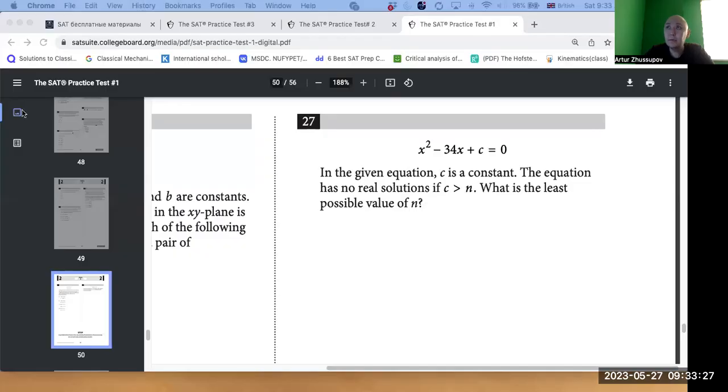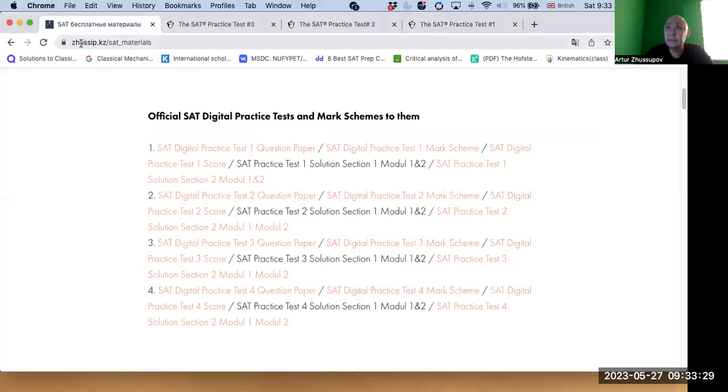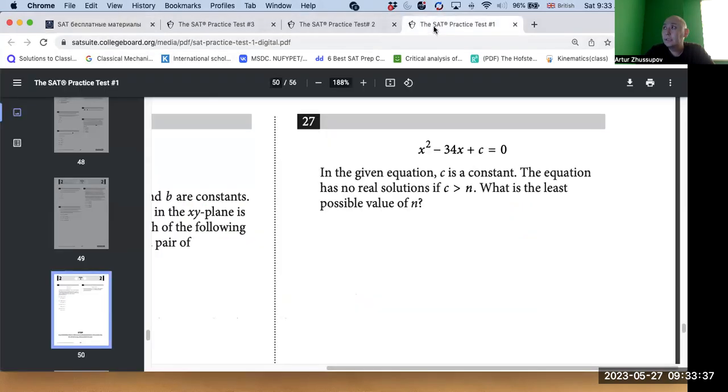So I would like to take 3 similar problems from the real SAT digital practice test, which are available online. You can download them from my site, zhussip.kz. Zhussip is my family name, KZ because I'm from Kazakhstan. So yes, I would like us to study this kind of problem.